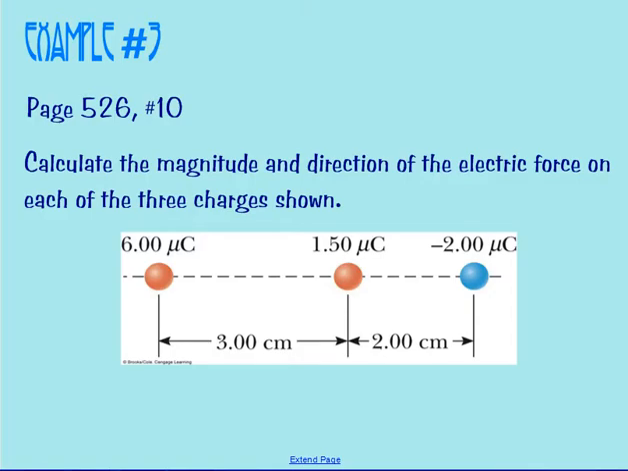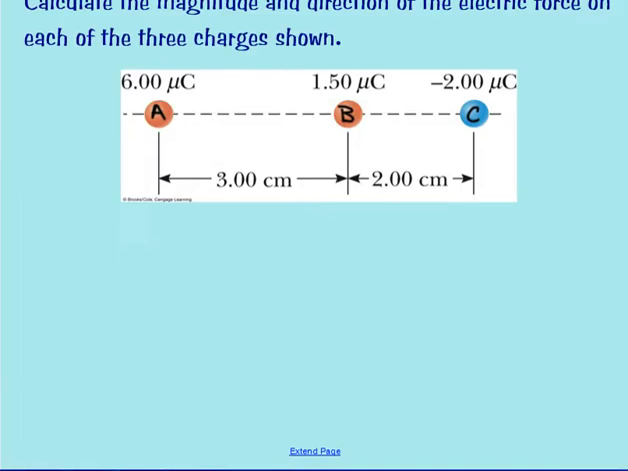So we'll start with this first example problem. We're looking for the magnitude and direction of the electric force on each of these three charges shown. In this video, we'll go through how to find the force on only one of the charges, and then the other two will be for you to do on your own. So we've got three charges here. I'm going to label them A, B, and C so that it's easier to talk about them. So we'll together find the total electric force on charge A, which I'll call F sub A.